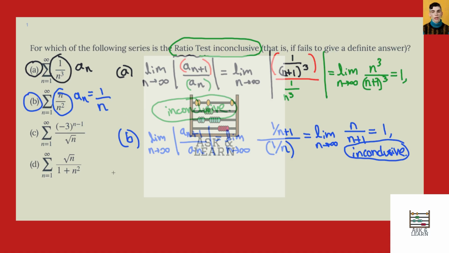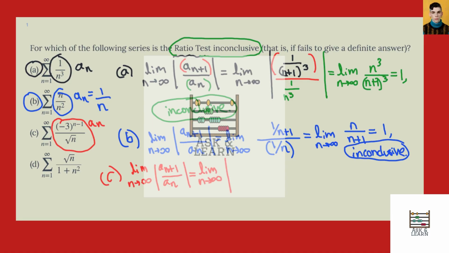Now let's go on to part C here. This is our a_n. So once again, we start off with the usual limit in absolute value, a_(n+1) over a_n. So I have 3 to the n plus 1 minus 1 over radical n plus 1, and divide that by a_n.